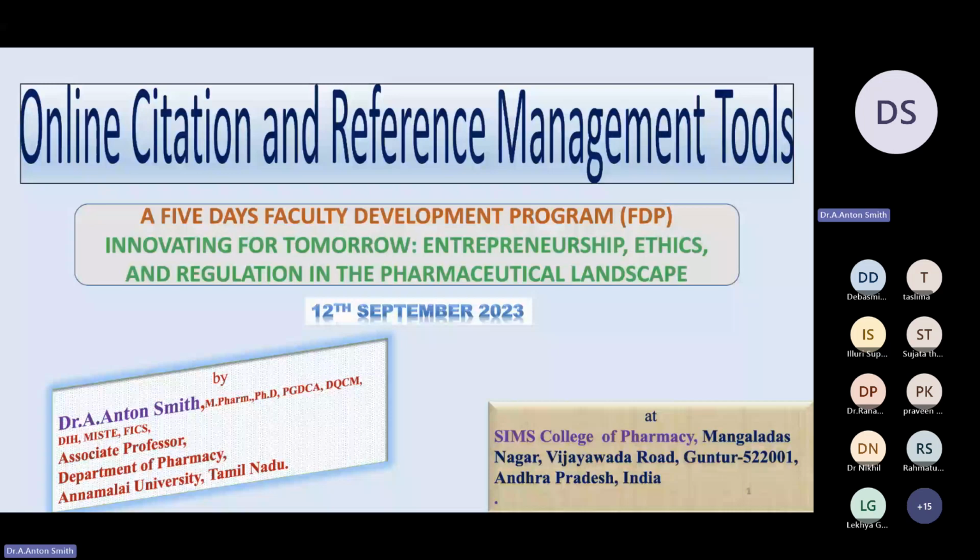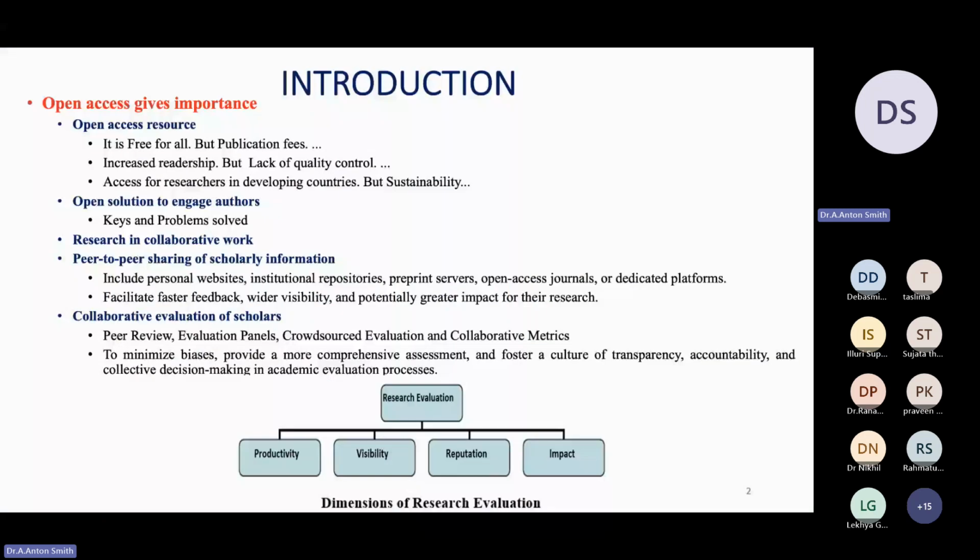Then another case is called open access. Open access has a lot of advantages, and at the same time it has its own limitations. Let's see them one by one. In the case of open access resources, it's free to all. Anyone, anywhere, can open and see the articles online. Maybe it may not be available offline, but that is a different issue.